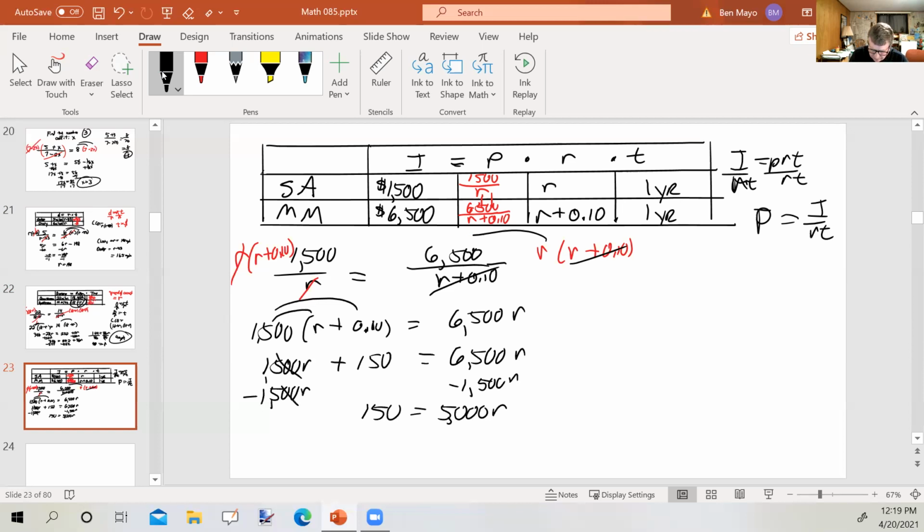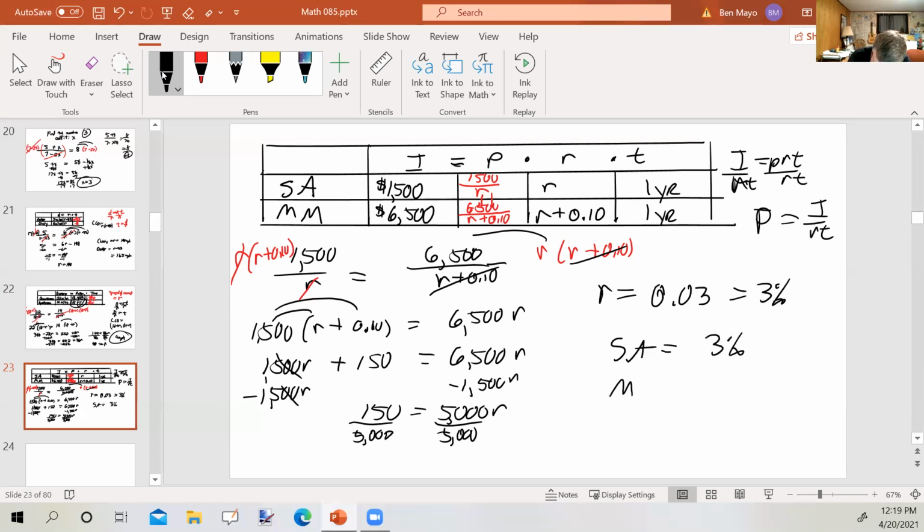Okay with that? Yes. Divide both sides by 5,000. R equals, let's see, if I take 150 divided by 5,000, I get 0.03, which would be 3%, right? Yes. So the savings account rate would be 3%. The mini mall would be 13% because it's 3% plus 10%. Okay with that?